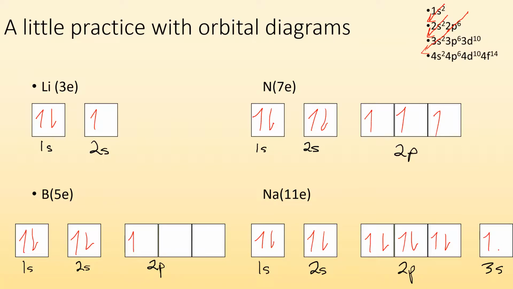And that's how you do these orbital diagrams. Even though these boxes are unfilled, you still need to draw them out because there's 3 orbitals for the 2p sublevel. So even if they end up empty, you still need to draw that.